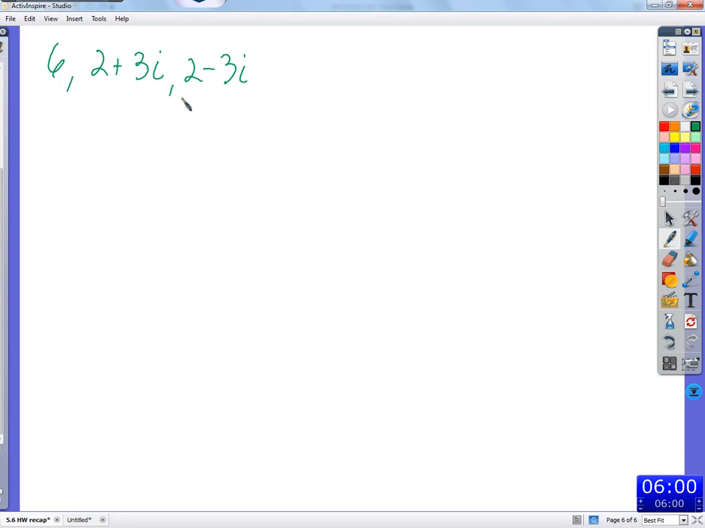Conjugate, you probably don't have any idea what a conjugate is. It's a very simple thing. These two things are conjugates of each other. Notice they're opposites? So their middle sign is opposite.